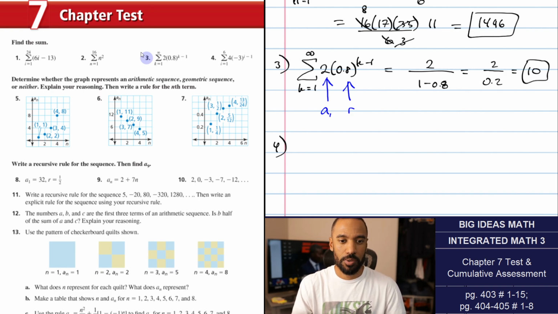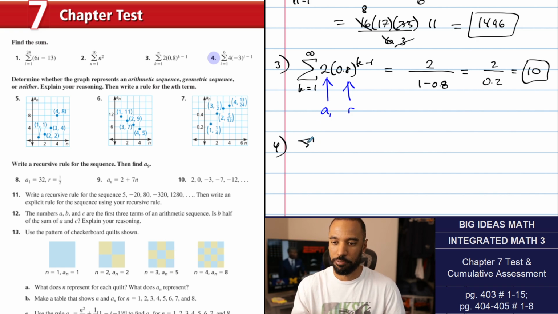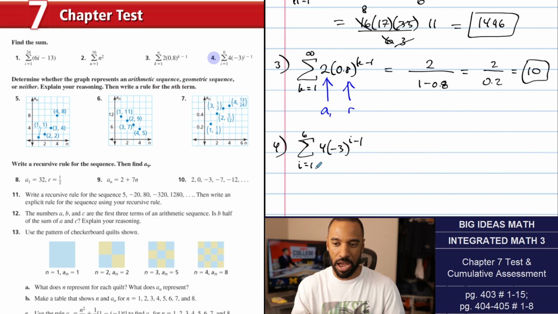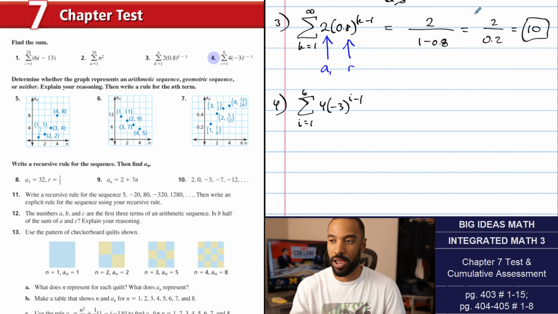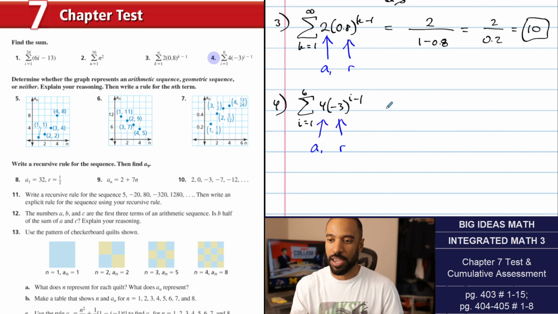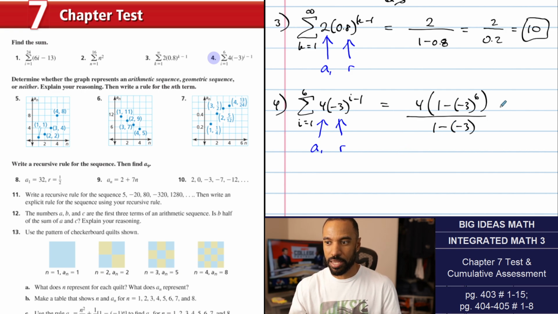Number 4 is also a geometric series. It is finite, and it does have a negative common ratio. Your first term is 4. Now, that number in front is not always your first term. It just so happens to be in this case because it's raised to the i minus 1 power. If I substitute 1 in here, I will get 4 out. So this is your first term, and this is your common ratio. For a finite series, you take your first term times 1 minus your common ratio to the nth power. You're going from 1 to 6, that is 6 terms, all over 1 minus r. Now, 1 plus negative 3 is 4.